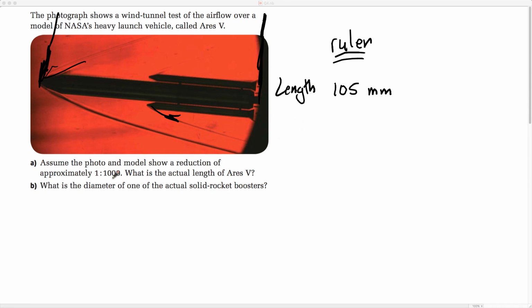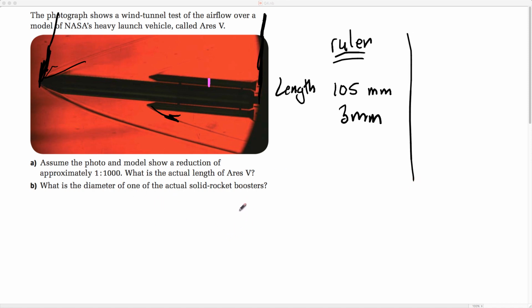And it asks for the diameter. I'm just going to get the information, then we'll do the calculations. The diameter would be, let me use a different color, this here, if you measure across that. I just did it, but I'm going to do it again. And I'm getting 3 millimeters. Let's go back to black. So 3 millimeters. Okay, so now the scale is 1 to 1,000.